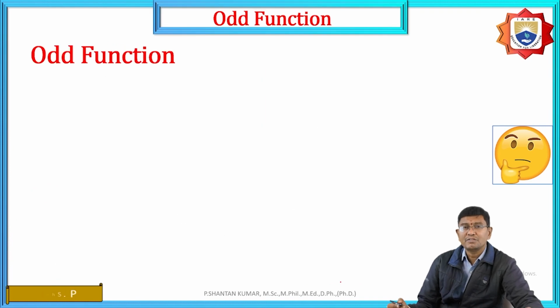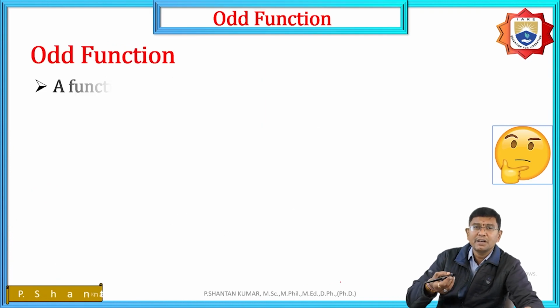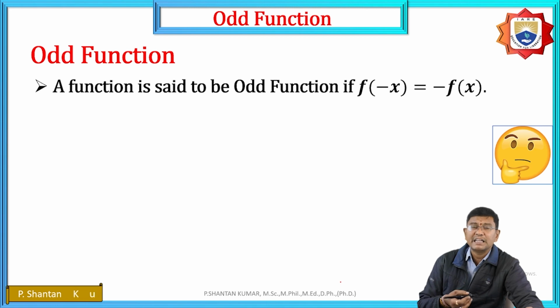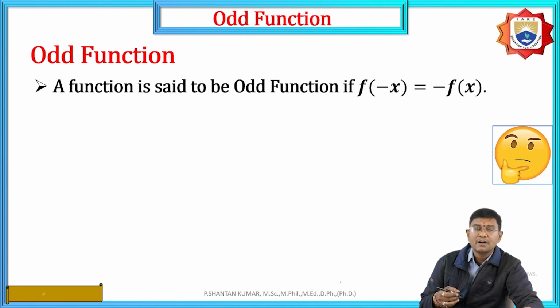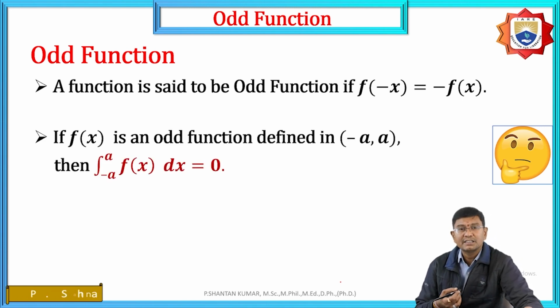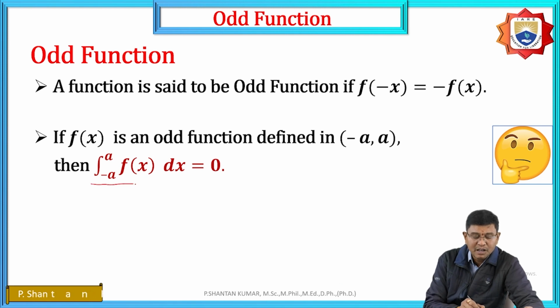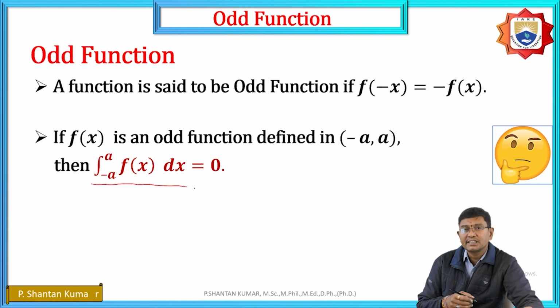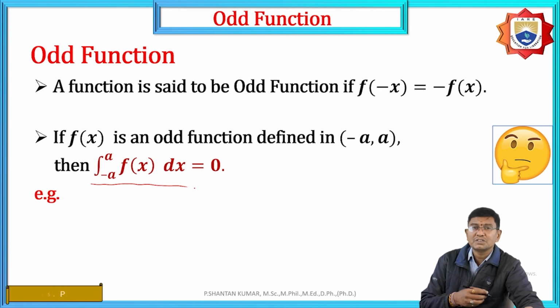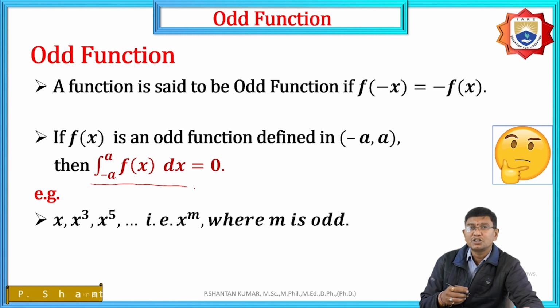Similarly, a function is said to be an odd function if f of minus x is equal to minus f of x. Based upon that, the integral from minus a to a of f of x dx has the value 0. Examples of even functions are x square, x power 4 and so on, but odd functions are x cube and so on, x power m, where m is any odd value.